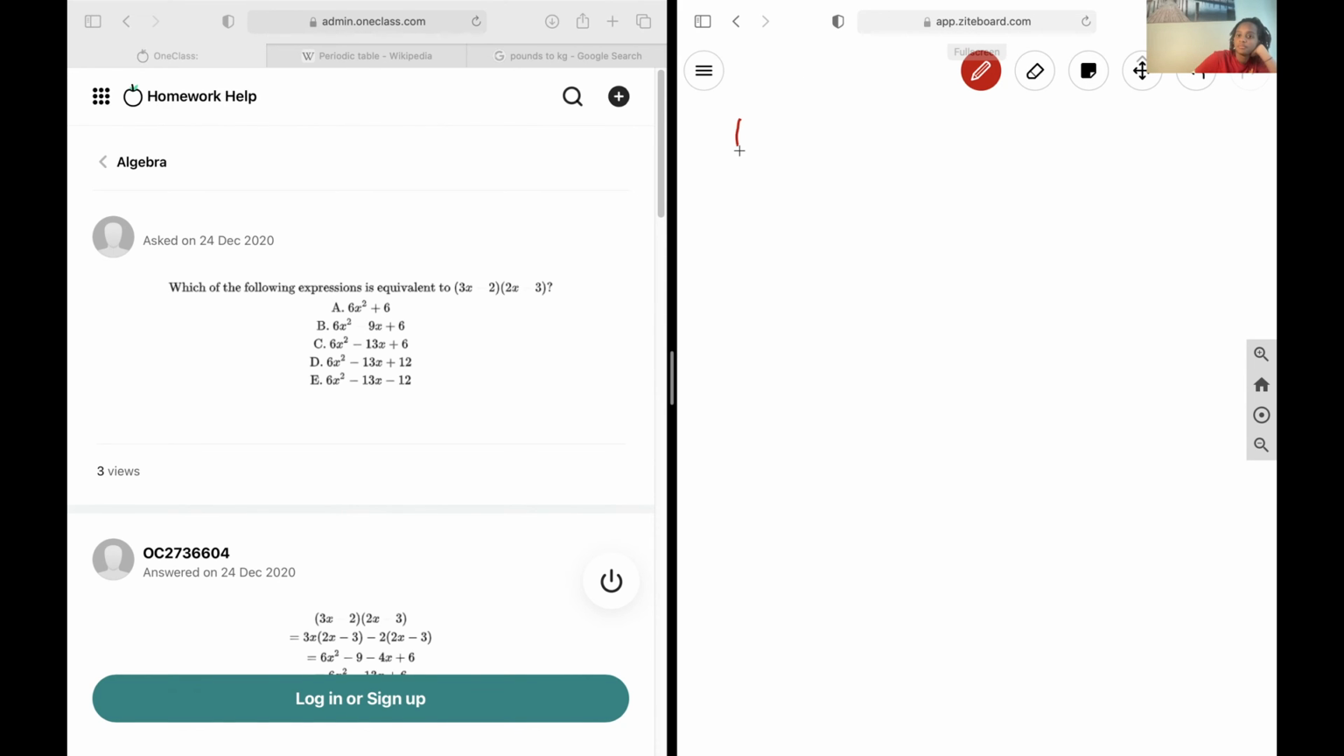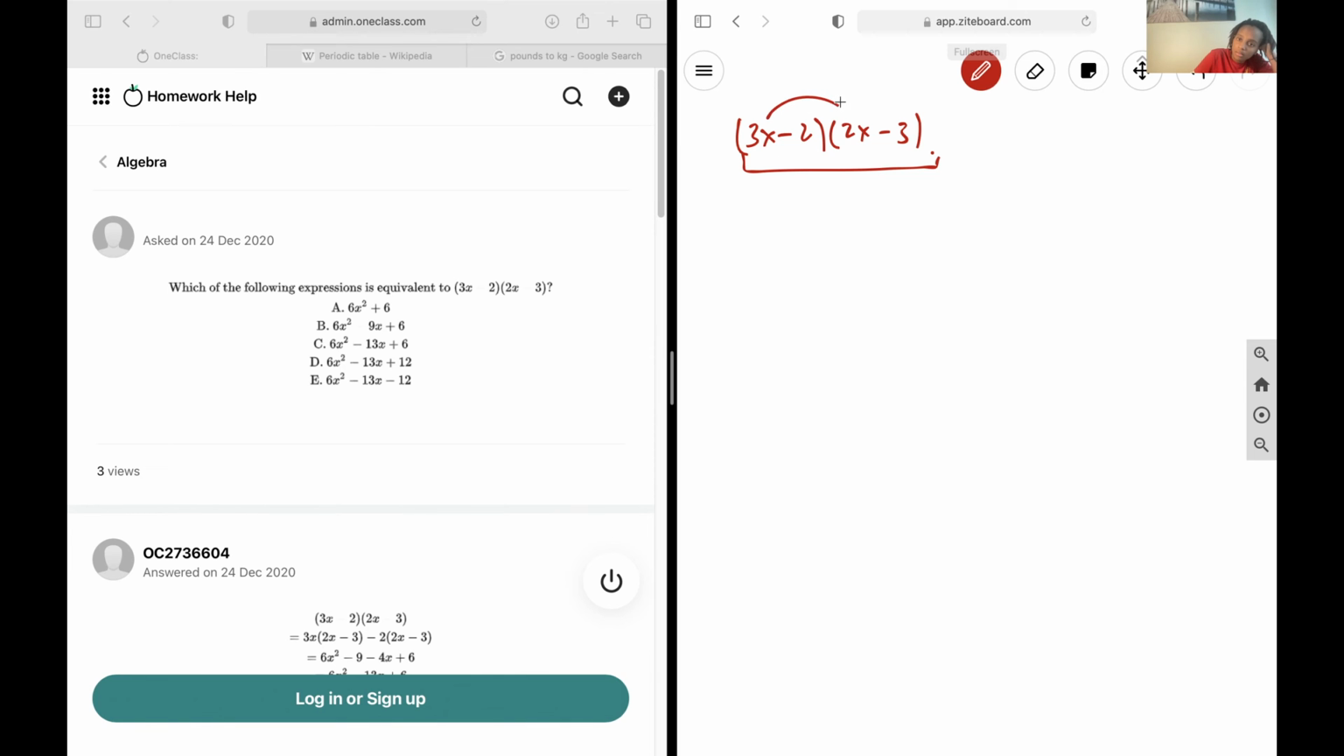Okay, so we have 3x minus 2 and 2x minus 3. What we're going to do is we're going to rewrite this so that it can be 3x minus 2, negative 3x plus 2x minus 3. So we're actually going to leave this alone and just multiply it out.